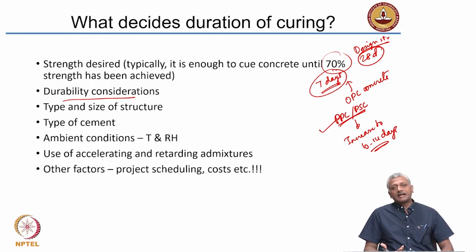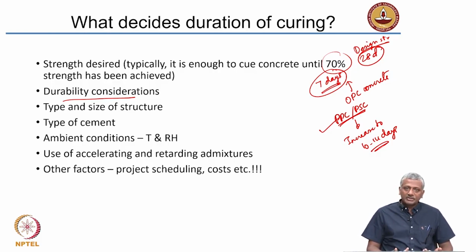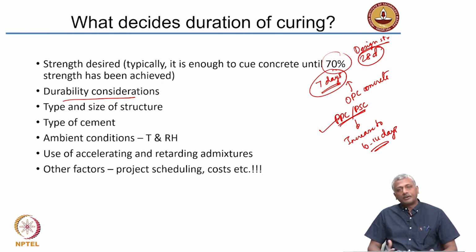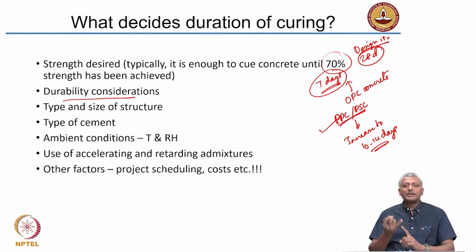If you are using an accelerating admixture, which speeds up the strength gain of the concrete, you do not have to cure for a longer time. If you are using a retarding admixture, which slows down the process of setting and strength, obviously you need to cure for longer. Okay. Very often what happens is availability of water ends up determining the length of curing.